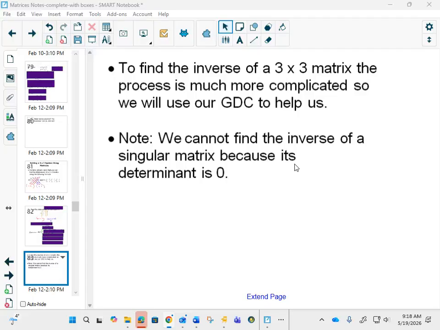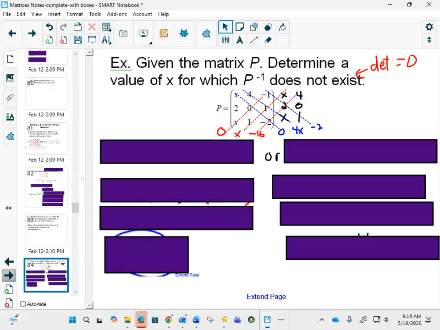But this first question is a non-calculator question. It says, given this matrix P, determine a value of x for which P inverse does not exist. So the inverse of a matrix will not exist if the determinant is 0. So I rewrote column 1 and column 2 there. I did my blue arrows. I did my red arrows.